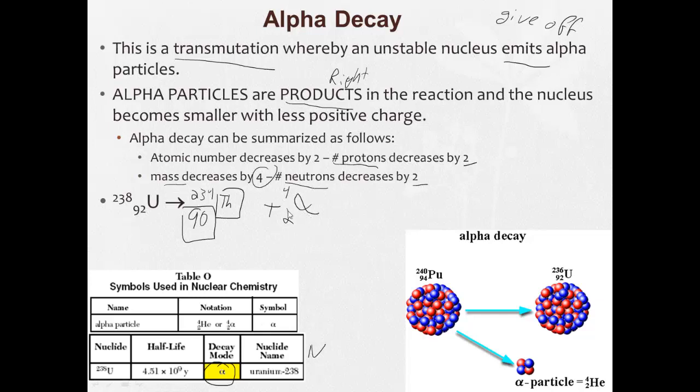Now, the way we double check this is we just add up the numbers. So on the right side, we have 234 plus 4, which is 238, and we have 90 plus 2, which is 92. And that simply has to equal what we have here on the left. And it does, so we know we did it correctly.